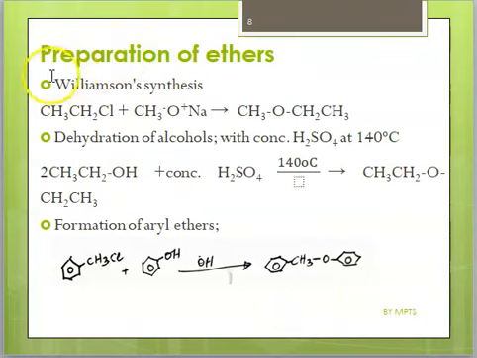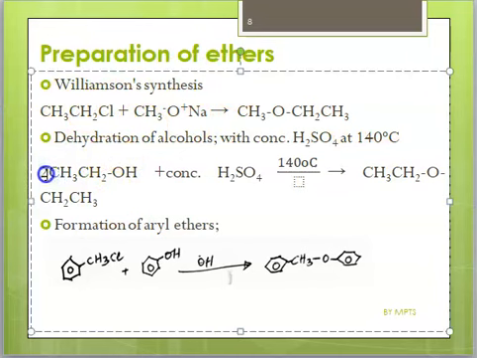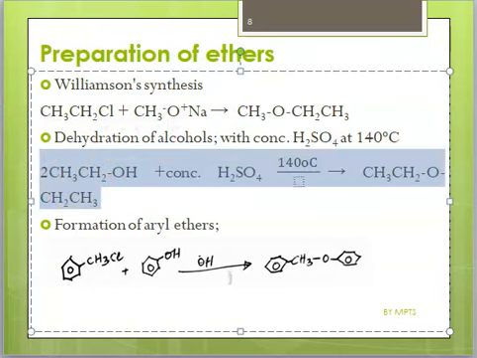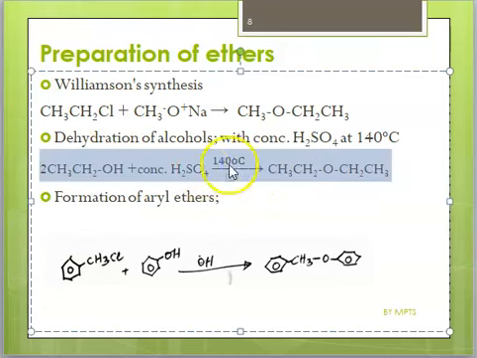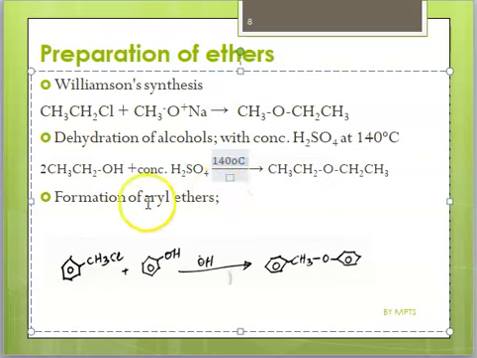Preparation of ethers, Williamson synthesis, of course, by using alkoxide, which are formed above, as noted here. You can also, as noted also in alcohols, using concentrated acid at 140 degrees Celsius, you get also an ether. And of course, in formation of aryl ethers, we have these products.